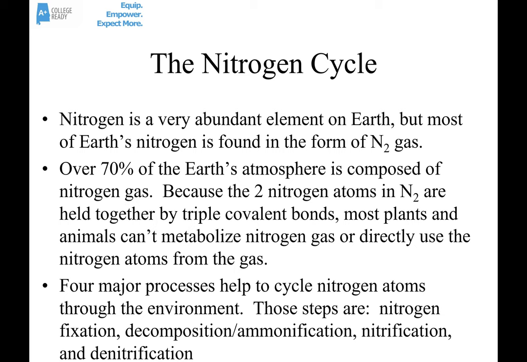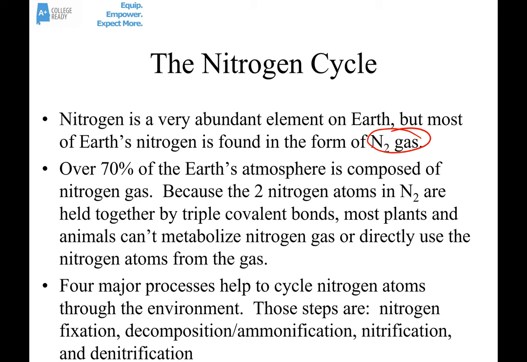Let's also talk about the nitrogen cycle. Nitrogen is very abundant on Earth, but most of Earth's nitrogen is found in the form of N2 gas. Over 70% of the atmosphere is made of nitrogen gas, but the two nitrogen atoms in an N2 molecule are held together by very strong triple covalent bonds. Most plants and animals can't metabolize it or use those nitrogen atoms.